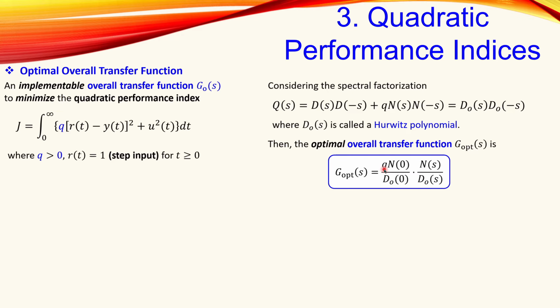So this optimal overall transfer function has this formula. Again, what we want is q, which is our weighting factor. We have the numerator of the plant evaluated at s0 and also the numerator of the plant itself, divided by the polynomial here that we have determined, or will determine, using this spectral factorization, and also evaluated at 0. And also what we have in the denominator is the same spectral factorization polynomial. So this is the formula we will use. Again, we will not prove it. It is what we will use.